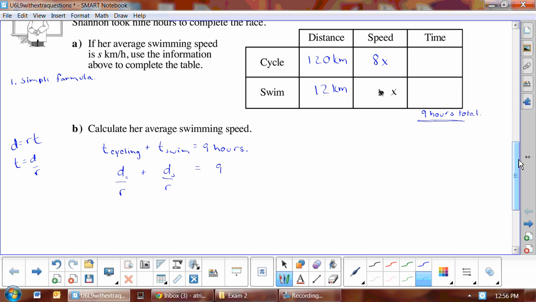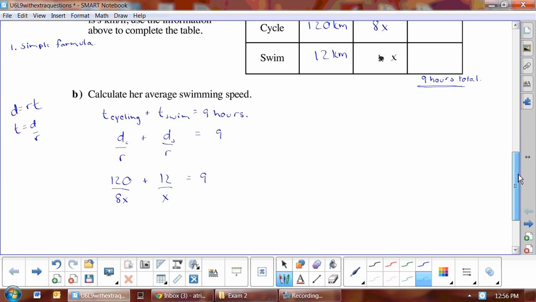Okay, and then if we look at our chart up here, we can say, well, we know what our distance and our rate or our speed are for cycling and swimming. So we can go, well, the distance for cycling was 120 and the speed was 8x, plus 12 and the distance was x. And if we add them together, we know that it equals 9.